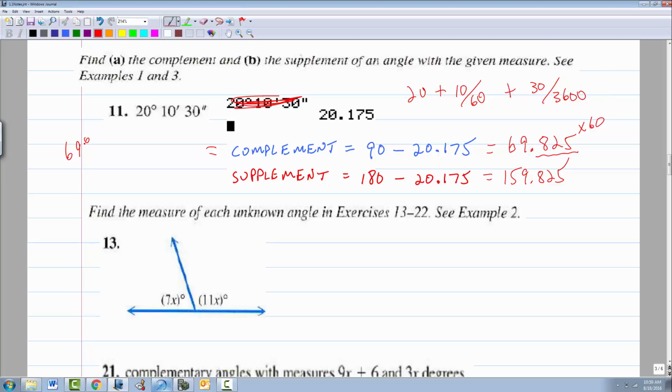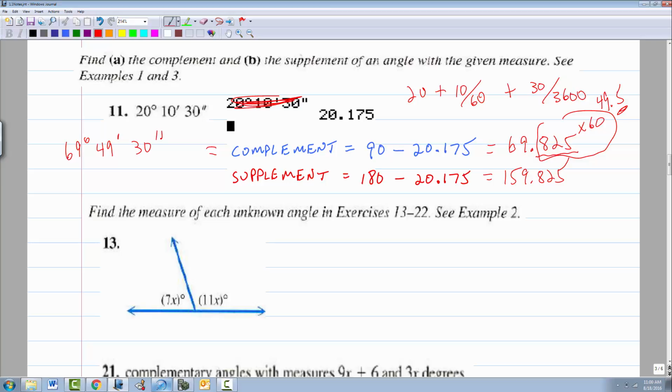49,000? Whoa, whoa. I don't think you use a decimal. 0.825 times 60. What'd you get? 49.5. So this equals, when I take these two and multiply them, 49.5. What does the 0.5 tell you? How many seconds are left over? No. 0.5 of a minute is 30 seconds. Or take 0.5 times 60 again.